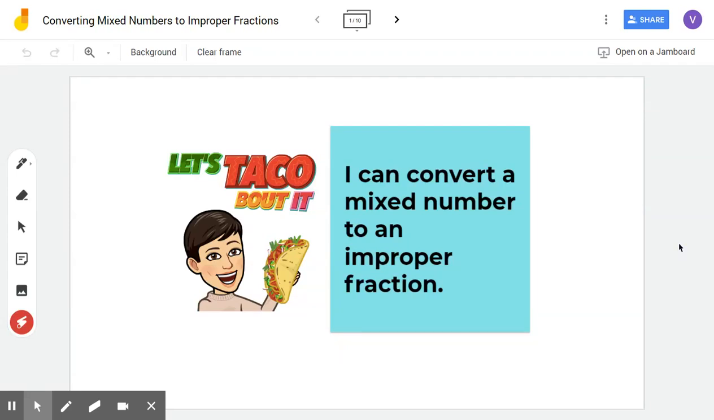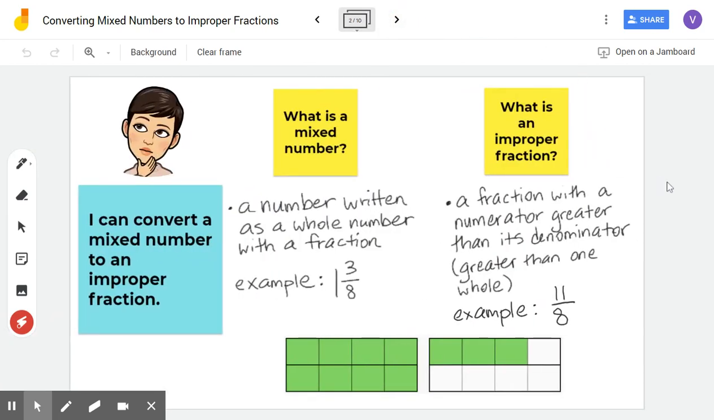Hey guys, let's practice converting a mixed number to an improper fraction, okay? And this is a super important fourth grade skill because it comes in handy anytime we're carrying out operations with fractions, whether that's adding or subtracting or even multiplying, okay? So before we move into how to convert a mixed number to an improper fraction, let's just take a minute or two to remind ourselves what those words mean, okay?